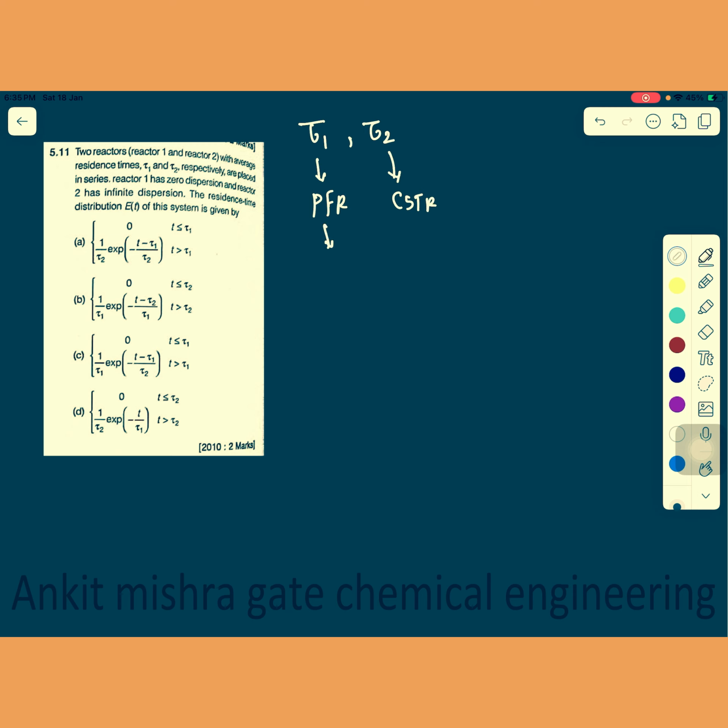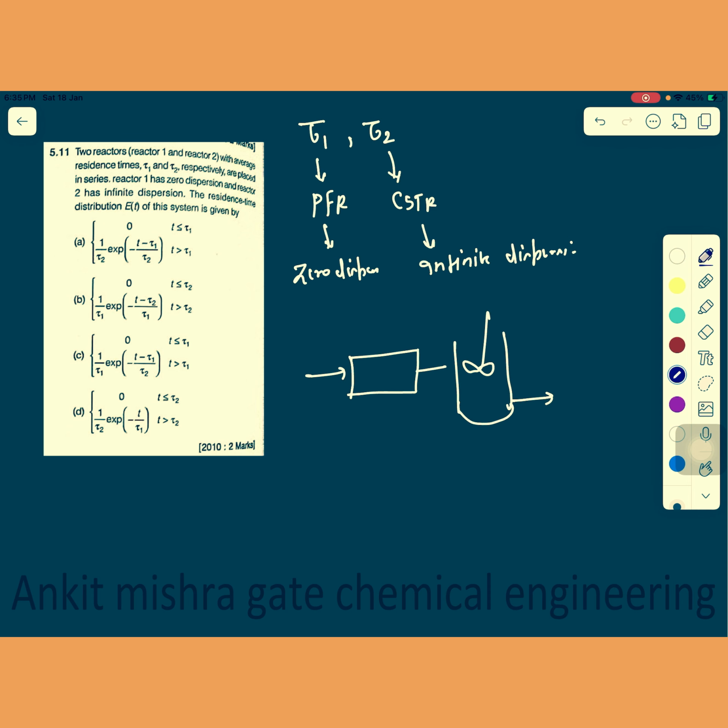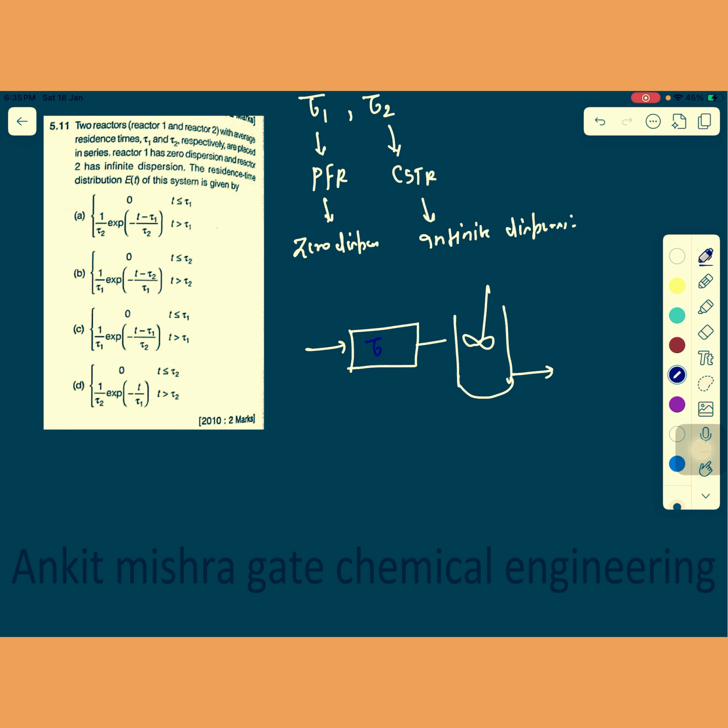So PFR is having 0 dispersion and CSTR is having infinite dispersion. You should know these things, right? Now you get to know that a PFR is connected to a CSTR in series. These things are happening here, with residence time tau 1 and residence time tau 2, and the residence time distribution of the system is given to you.